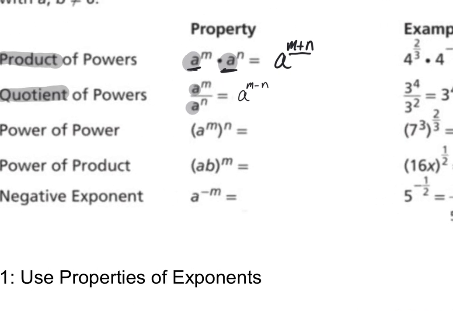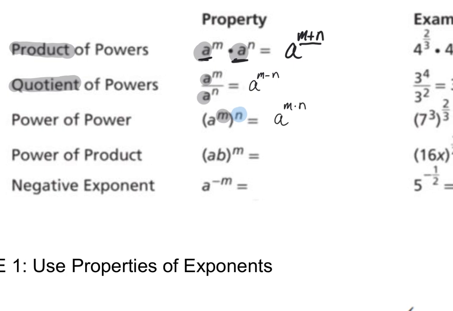Power of a power. Notice we have an exponent, then we raise it to a second exponent. Power of a power means we are going to multiply. Again, we are going to multiply the m times the n. Power of a product, we can distribute that exponent and it becomes a to the m, b to the m.